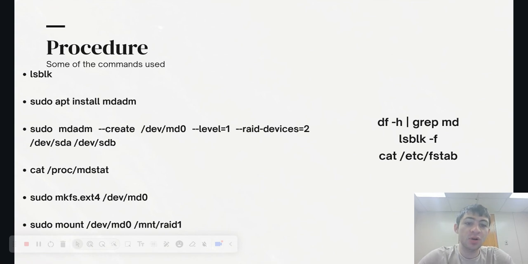To make it persistent across reboots, I ran blkid to get the UUID and add it to /etc/fstab, which you can see the command for on the right. This used the UUID instead of the device name. This prevents issues where drive letters change.